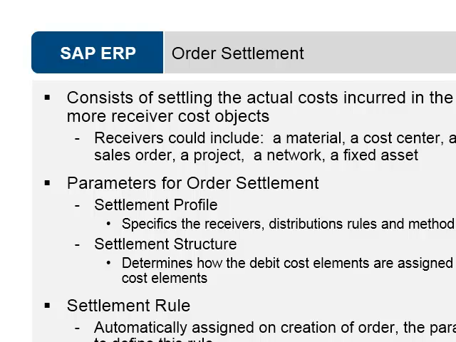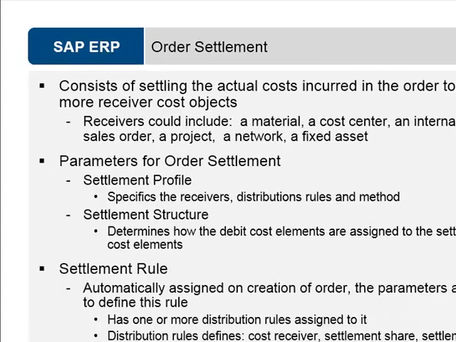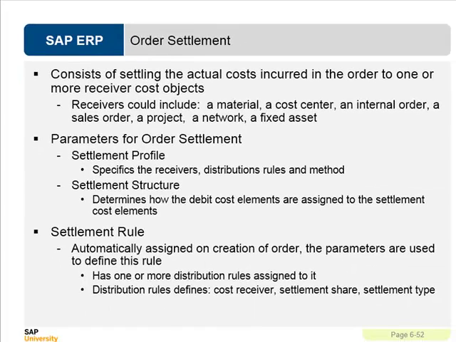It can be an internal order if you are producing to satisfy internal demand, or it can be a sales order, or a project, or a fixed asset because you're maintaining that fixed asset. So there are different types of receivers for the cost incurred in production. Sometimes the cost needs to be settled among different receivers, not just one. You can also have distribution, with a distribution rule and method, as we talked about in controlling, where you distribute the cost among different cost centers based on a statistical key figure.